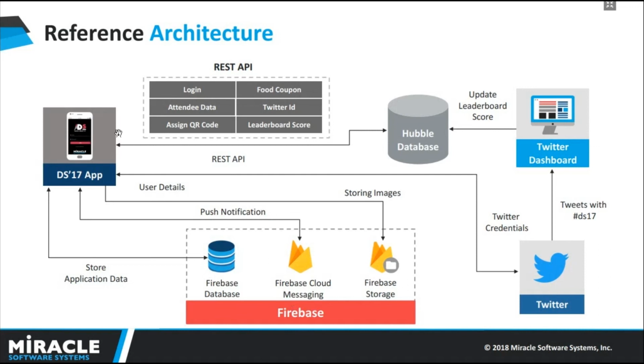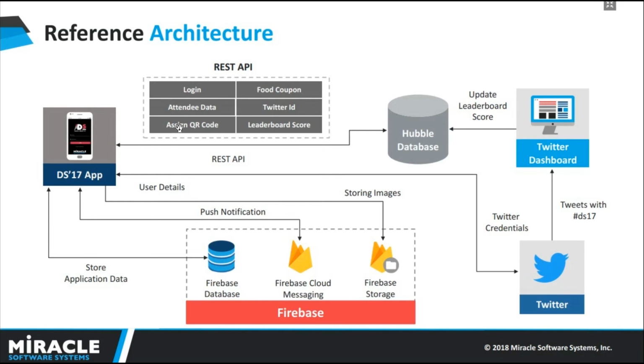For the login part, we used the Hubble database login API and the attendee data. The attendee data can be searched, the attendees who are coming to the event summit. We search them by their first name or last name or phone number or email, and we get the data.